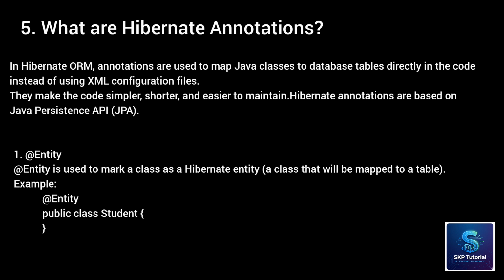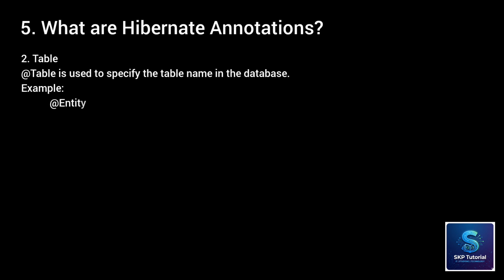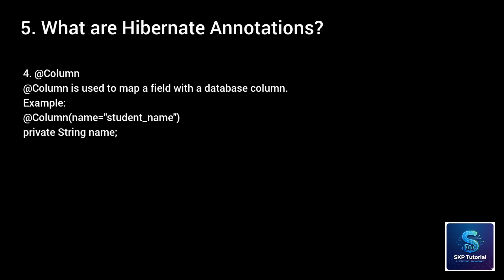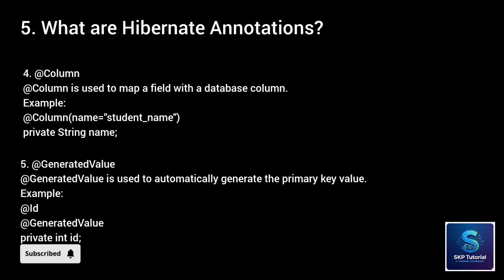1. @Entity. @Entity is used to mark a class as a Hibernate entity, a class that will be mapped to a table. 2. @Table. @Table is used to specify the table name in the database. 3. @Id. @Id is used to define the primary key of the table. 4. @Column. @Column is used to map a field with a database column. 5. @GeneratedValue. @GeneratedValue is used to automatically generate the primary key value.